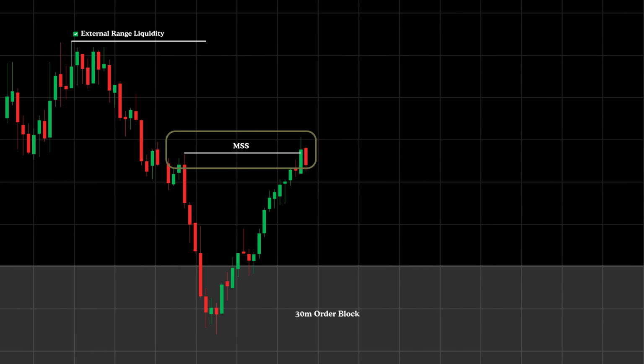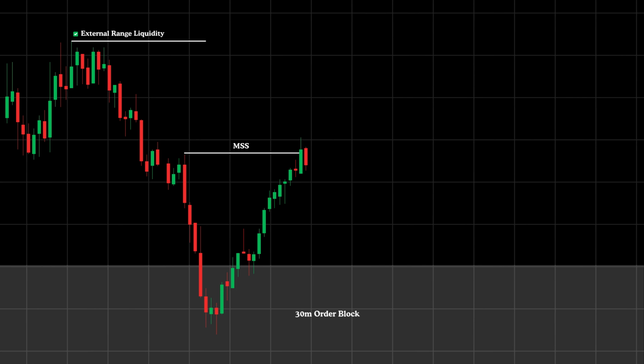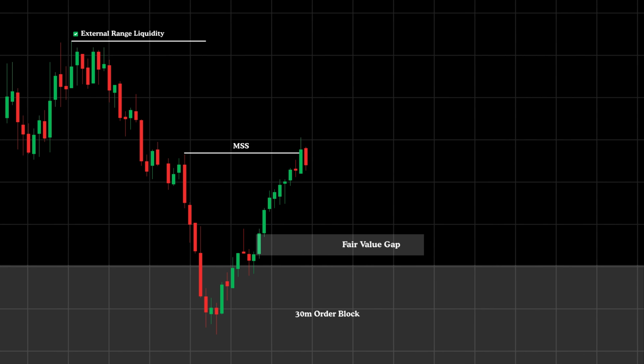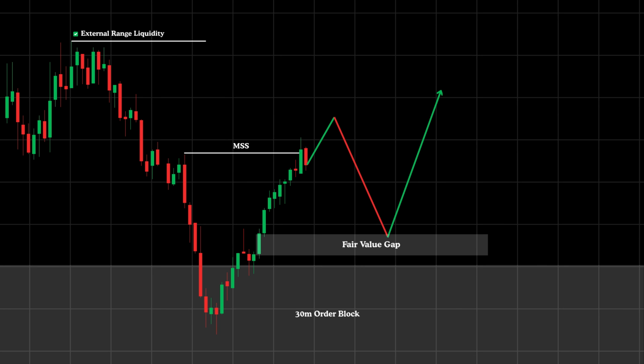The next step is to locate an entry point for a long position. Looking closely, you'll see that price has created a bullish fair value gap within the market structure shift leg. This zone often acts like a magnet, pulling price back before continuing upward.